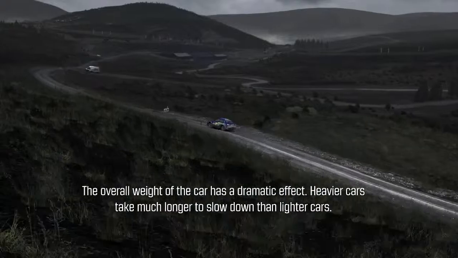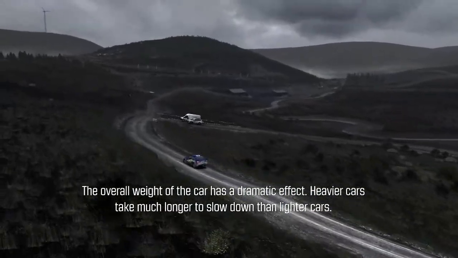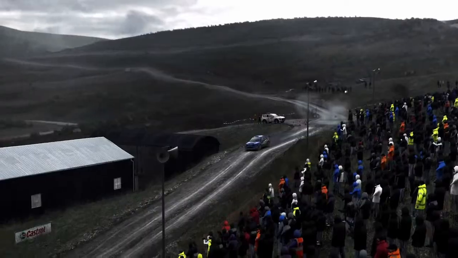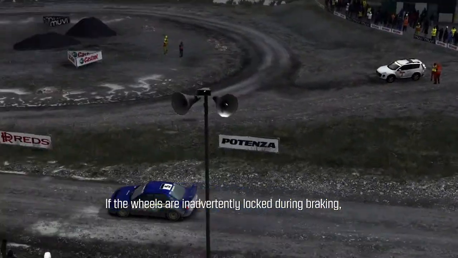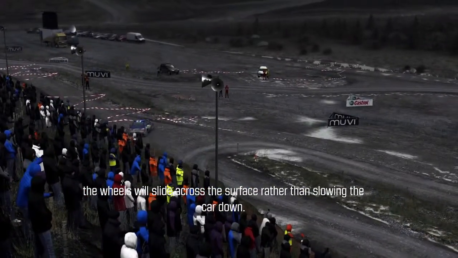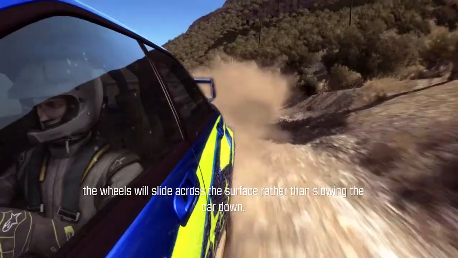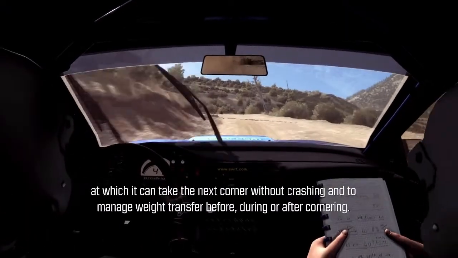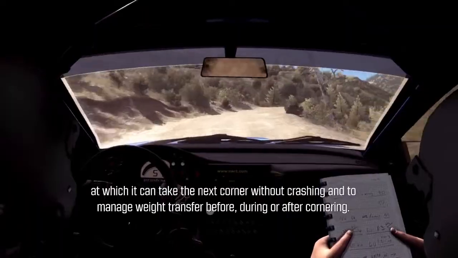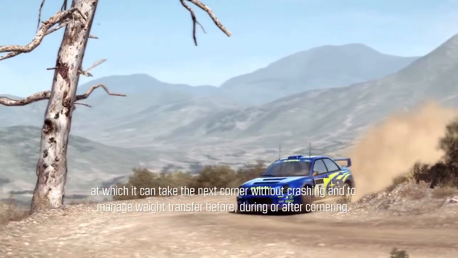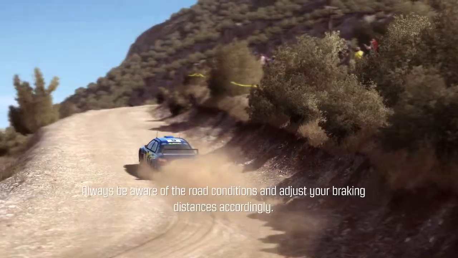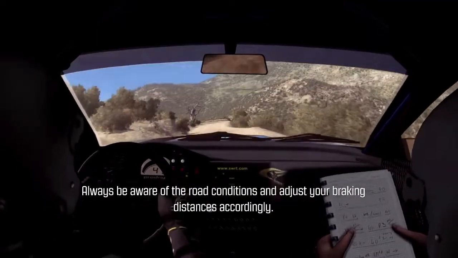The overall weight of the car has a dramatic effect. Heavier cars take much longer to slow down than lighter cars. If the wheels are inadvertently locking during braking, the wheels will slide across the surface rather than slowing the car down. So remember, use the brakes to slow the car down to a speed at which it can take the next corner without crashing, and to manage weight transfer before, during or after cornering. Always be aware of the road conditions and adjust your braking distances accordingly.